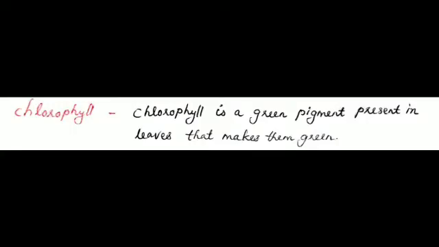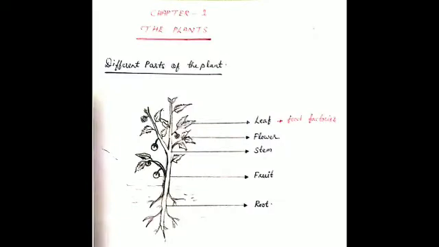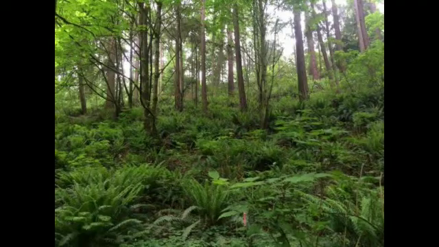Then, what is chlorophyll? Chlorophyll is a green pigment which is present in leaves that makes them green. What are the parts of a plant? Do you know that? Here a figure shows the different parts of a plant, that is leaf, flower, stem, fruit and root. Each part has its specific function.